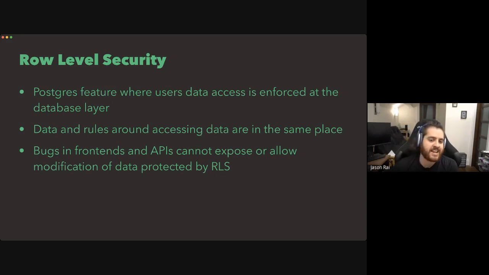So since the data and the rules around data are set in the same place, you can't expose data that you don't want to by accident. It makes it really hard to. A bug in the front end where you can click a button that you're not supposed to or something like that just won't be successful in the call to Supabase. Because all of that data reading, writing, and creating is protected by row level security. So let's take a look at some specific row level security policies and talk through them.